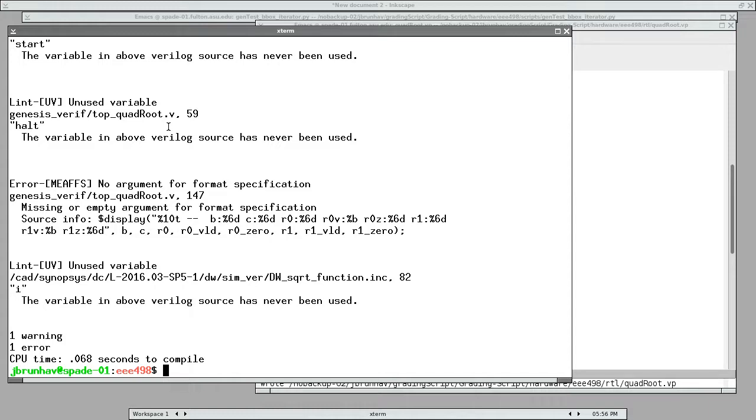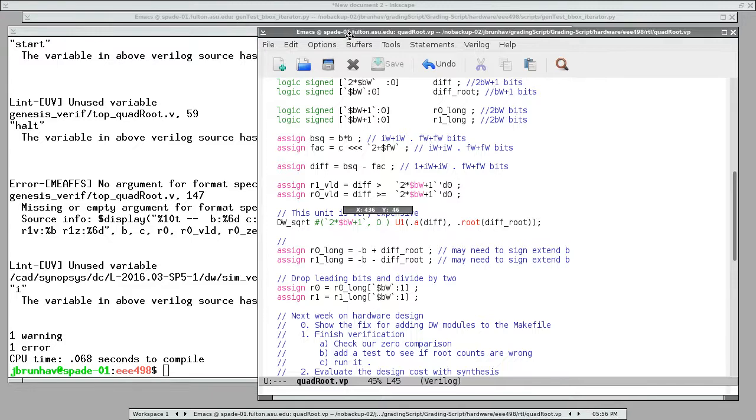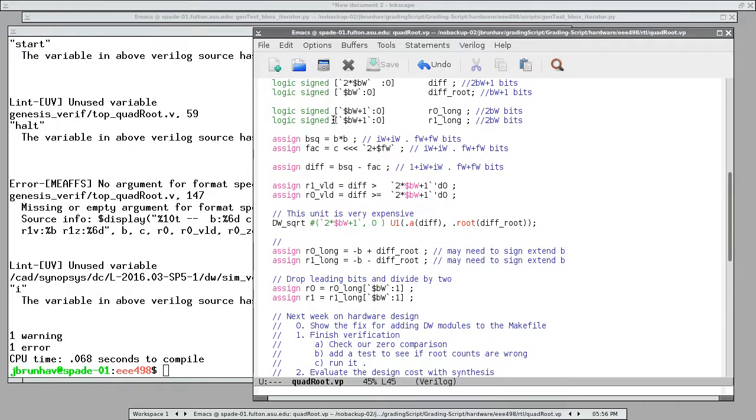So this is hardware design. We're talking about the QuadRoot unit that we've been building for the last two or three sessions. I think this is part 3. Last session we sort of ended abruptly because I was looking for the inclusion to get our DW_root module working from the Synopsys Designware library.